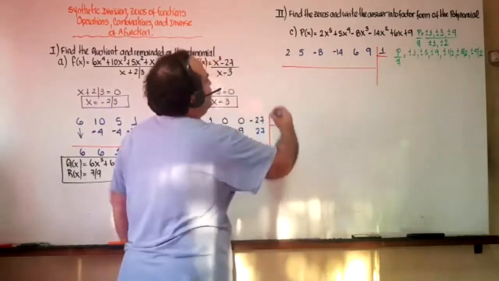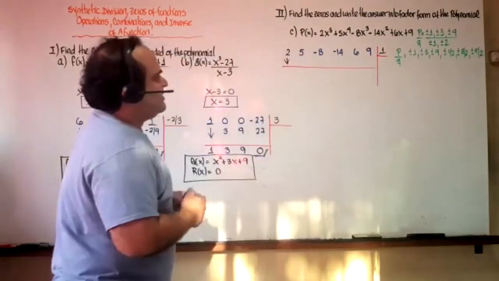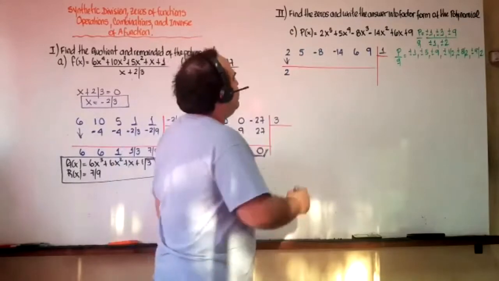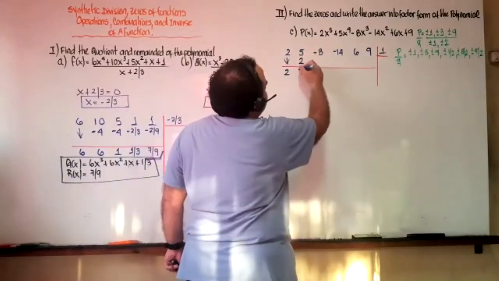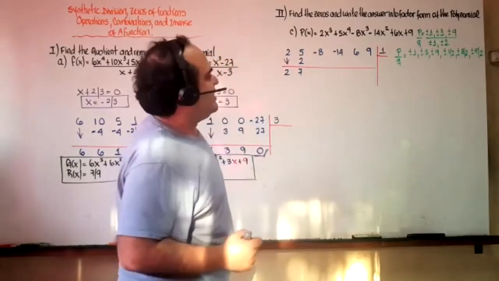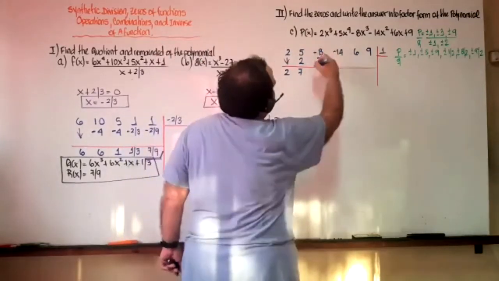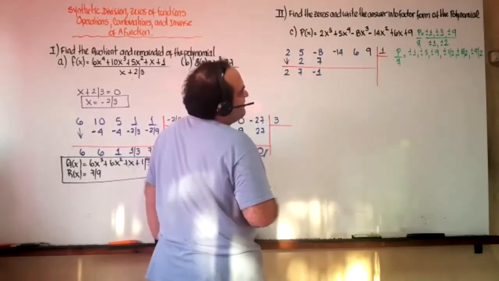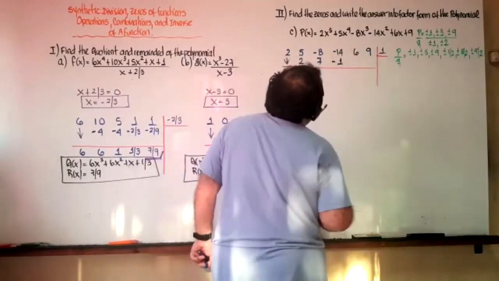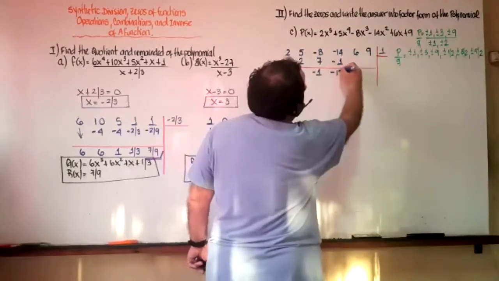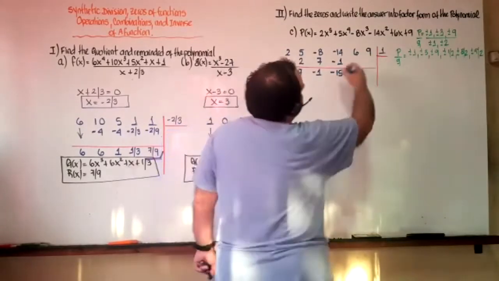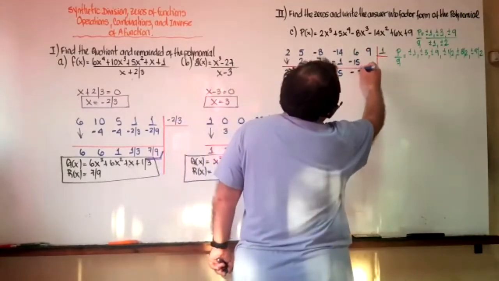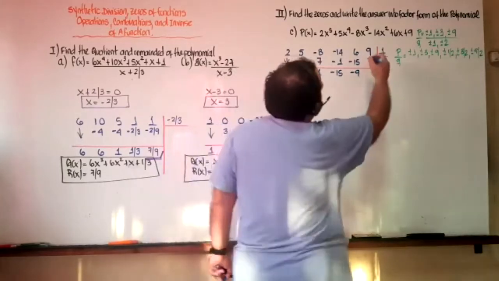Remember, the first number is copied downward. We got 2 times 1 will be 2. 5 plus 2 will be 7. 7 times 1 will be 7. Negative 8 plus 7 will be negative 1. Negative 1 times 1 will be negative 1. And we got negative 15, right? Negative 15 times 1, negative 15. 6 minus 15, we got negative 9. And negative 9 times 1, we got negative 9.